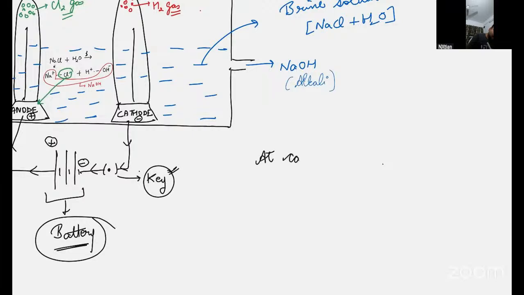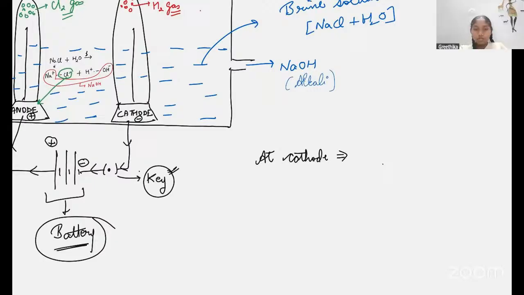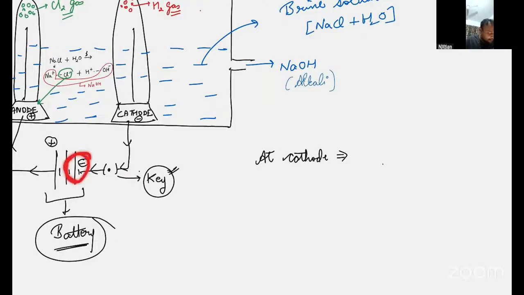At cathode. If I will talk about at cathode, you guys know that cathode, like the negative terminal of a battery, releases electrons. The negative terminal releases electrons. Did you understand? We learned that the negative terminal releases electrons, which is opposite to the electricity flow. Did you understand what I'm trying to say?